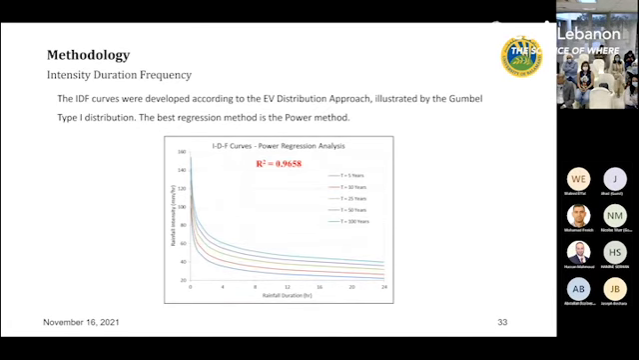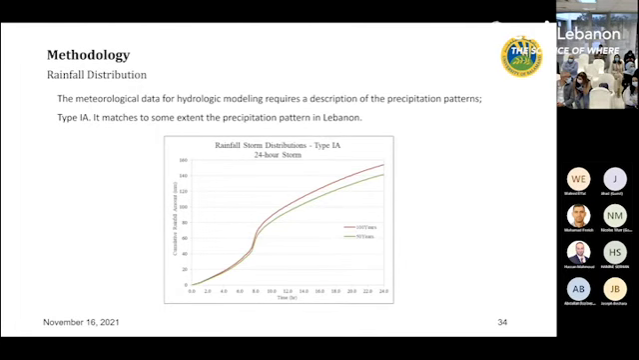Then we developed the IDF curves according to the EV distribution approach, illustrated by the Gumbel Type 1 distribution, and the best regression method was the power method with an R square of 0.9658. Then for the rainfall distribution, Type 1A is the best rainfall storm distribution that suits Lebanon for the 24-hour storm, and we worked on the 100-year event.